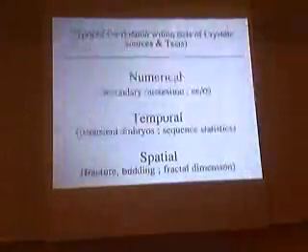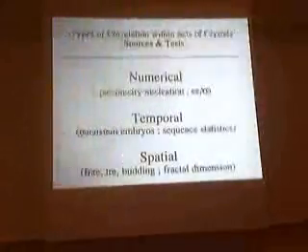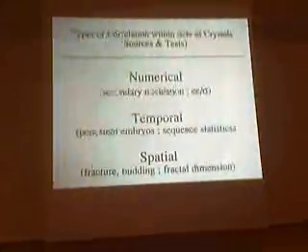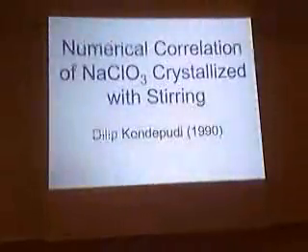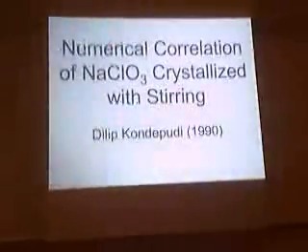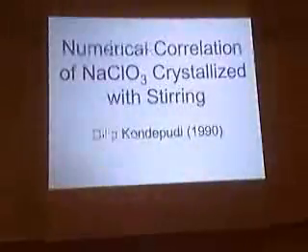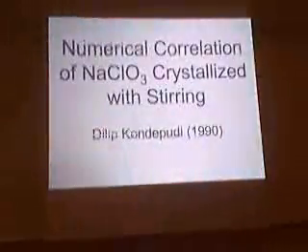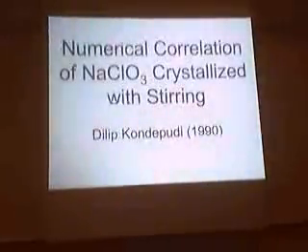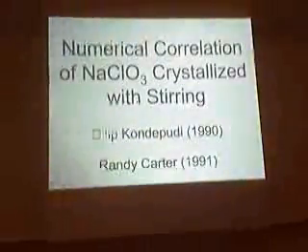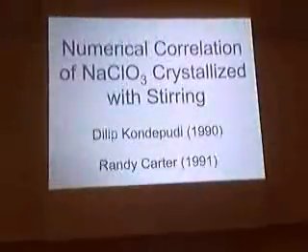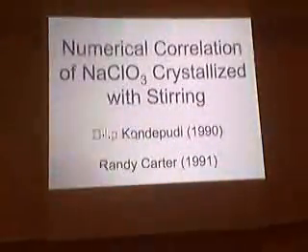There's too much to tell you about our work on this, but I'll show you a little bit. First, a little about numerical correlation in sodium chlorate, where you just count the 2 enantiomers when you crystallize with stirring. Of course you know, and Mayer reminded you, about Dilip Kondapudi doing this in 1990. Randy Carter in our research group did this repetition, and I'll show it to you, so maybe you've seen it.